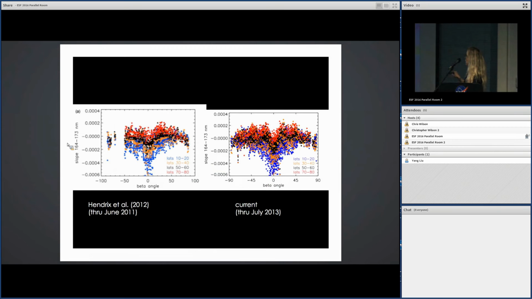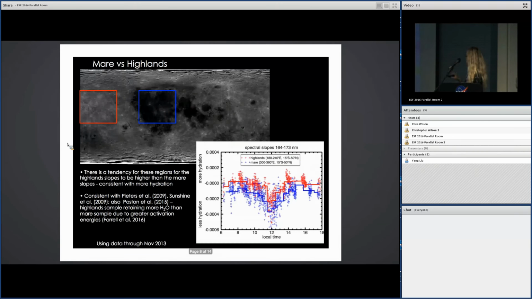And I just show this plot because we published these same results a few years ago using a more limited LAMP data set. And now we continue to add more and more data in as we accumulate it, and we're just filling in gaps in spatial and temporal coverage. So we're continuing to work on this. But now that we have more and more data, we can start to look at specific regions on the surface and see how hydration levels might be changing.